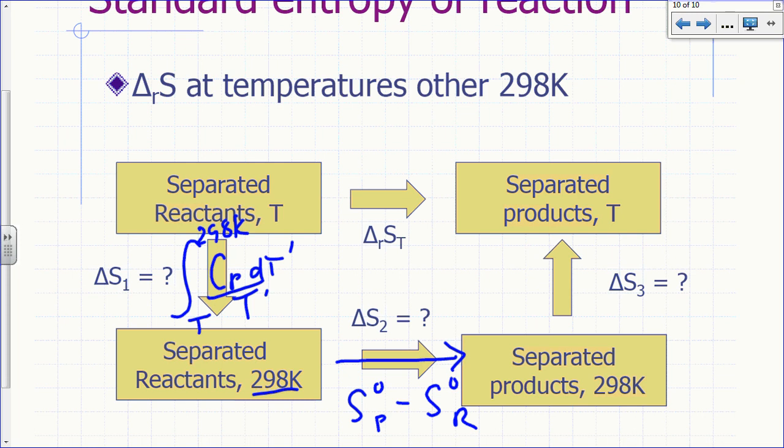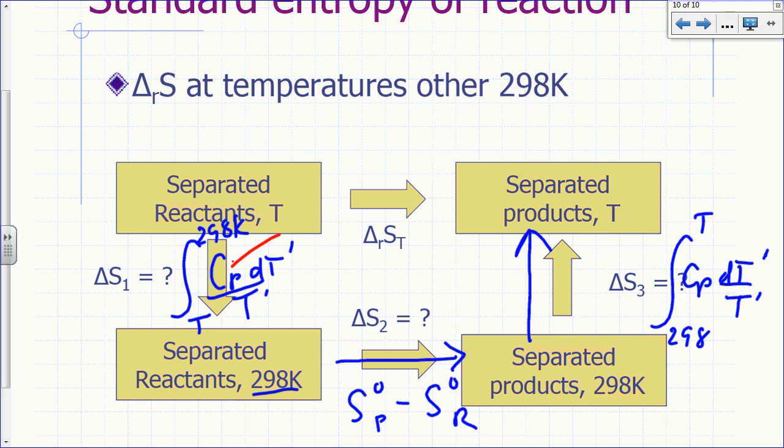Remember, the numbers that you look up are numbers at 298 Kelvin. And then finally, what do you do with your products? Cool them back or heat them back to the original temperature of your reactant. So what's the delta S for step three? It's just going to be the integral of Cp dT over T from 298 to whatever temperature you're interested in. I'm going to put a prime on my T there to emphasize that that's the dummy variable. You're doing a definite integral, right? And what is this Cp right here? This is Cp of the reactants. And the Cp that you plug in here would be the heat capacity of your products. Okay. So that's how you get the standard entropy of reaction for reactions at temperatures other than 298 Kelvin.